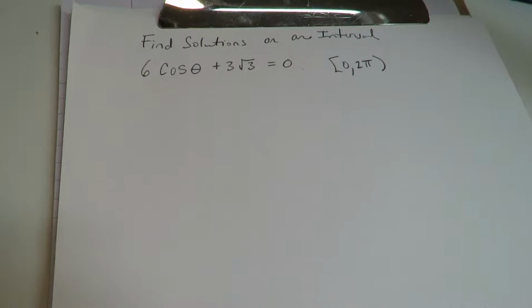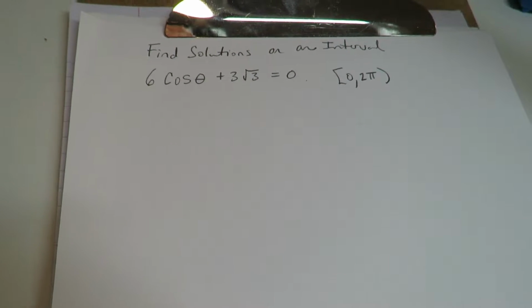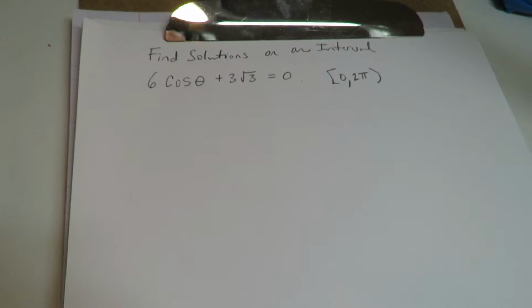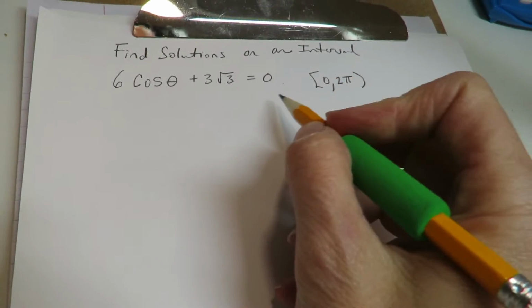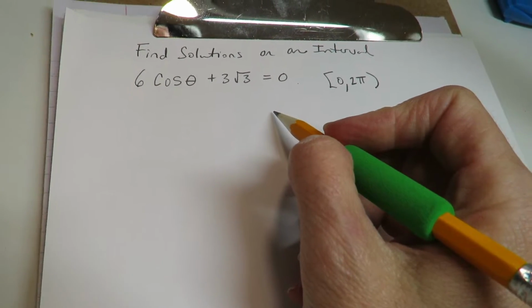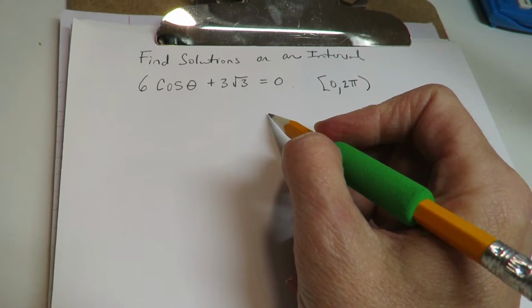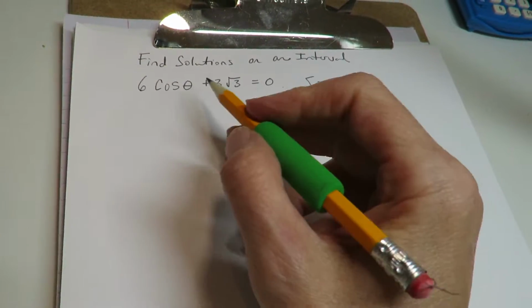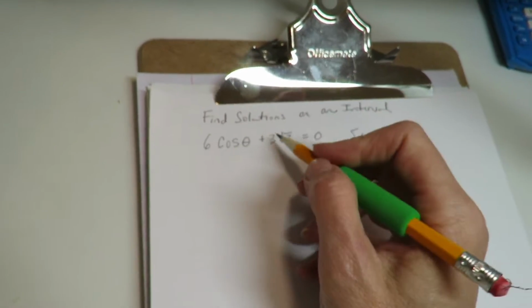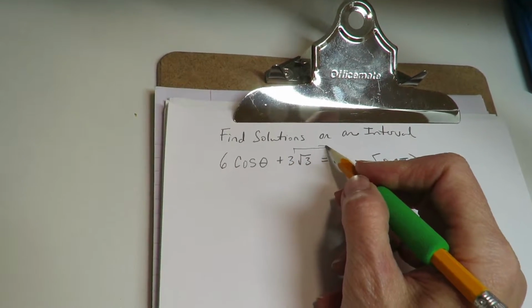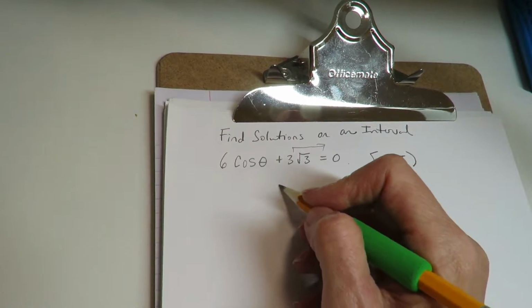Hi gang, we're going to find solutions on an interval. I'll do more than one example of this for you. So when you see a trig equation like this, the first thing you want to do is isolate the trig if you can, okay? So like I'm going to move the 3 radical 3 to the other side.